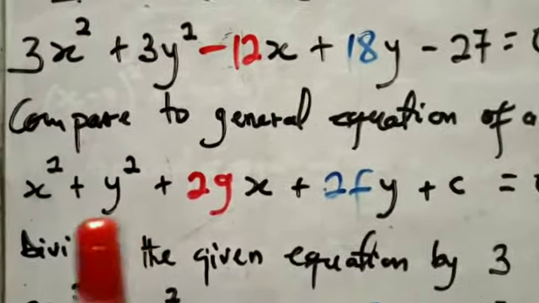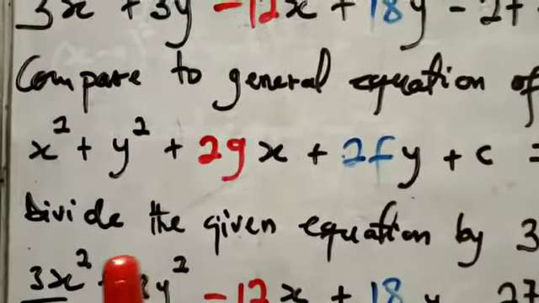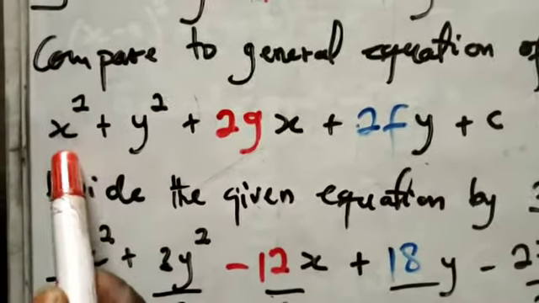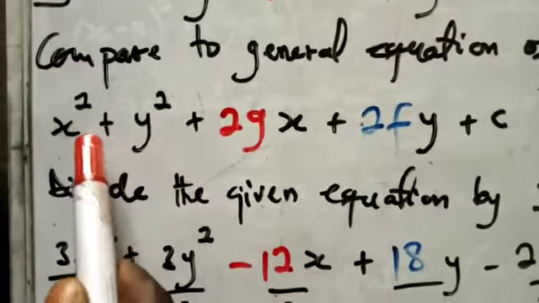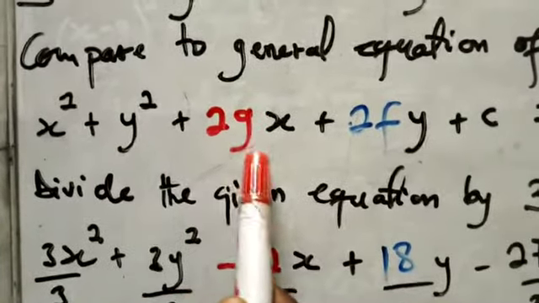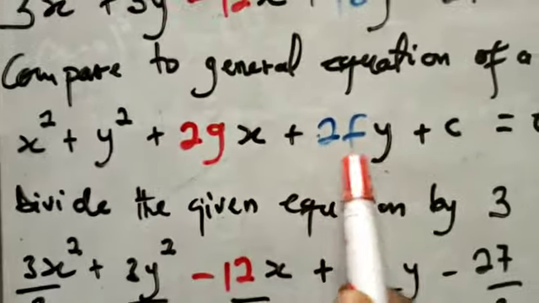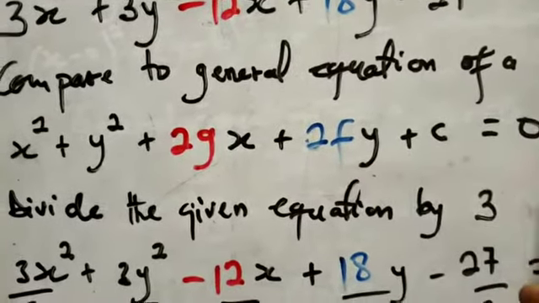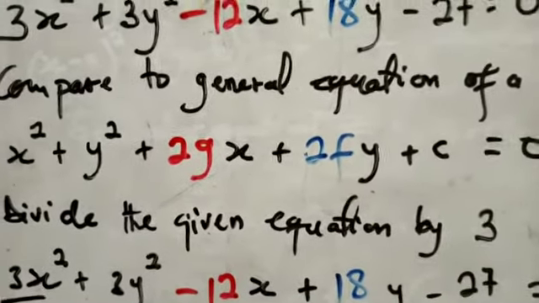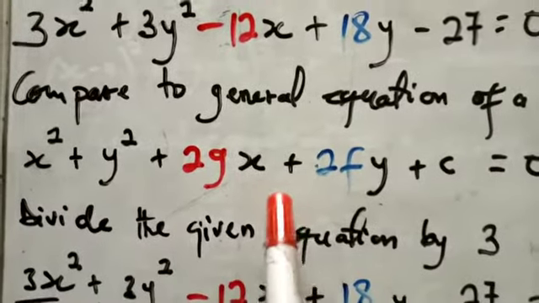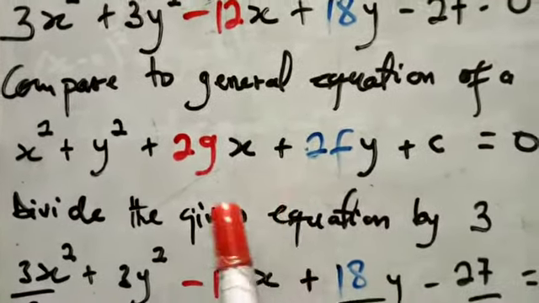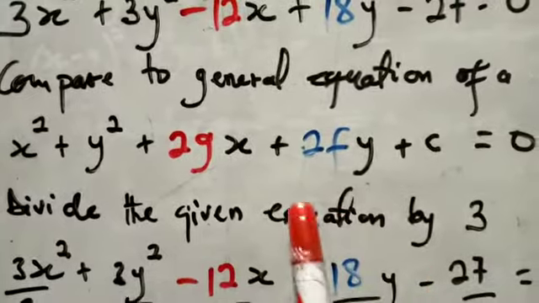So what do you know? How does the general equation of the circle look? Here it is: x squared plus y squared plus 2gx plus 2fy plus c is equal to 0, right? Perfect. This is something that you must know, and out of this one we know that the center of the circle is minus g and minus f.